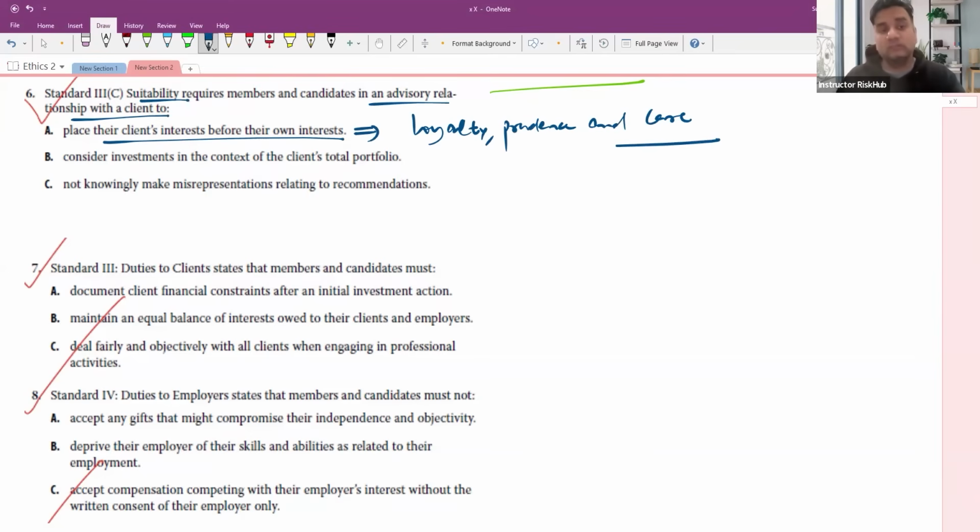Okay. Consider investment in the context of the client's total portfolio. This makes sense, right? Because for suitability you're looking at whether something is suitable for a client or not. So suitability is at the portfolio level, not the security level. One risky asset may be fine in a diversified portfolio. Students often miss this nuance. So this is correct. Not knowingly making misrepresentations relating to recommendations, again, this is misrepresentation, not suitability. So I hope you are getting a flavor now of how questions are asked in the exam. So the answer is B here.